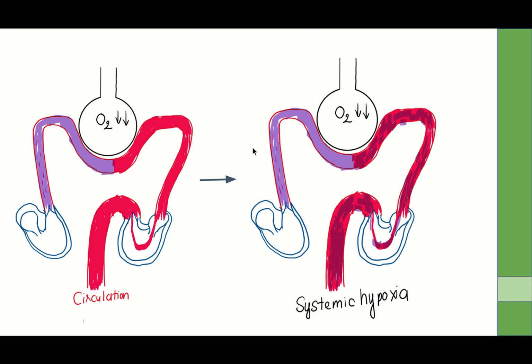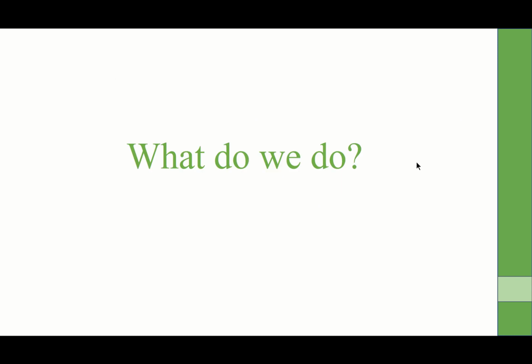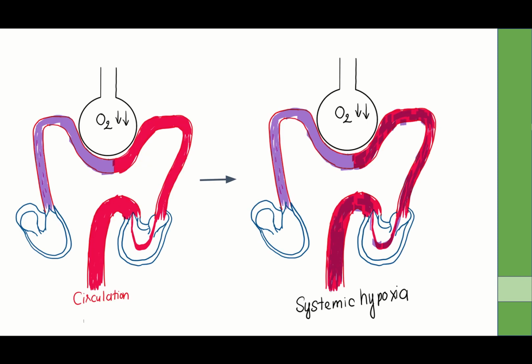So our body doesn't want this to happen, okay? So we need to have a mechanism to regulate this. So what do we do? It's very logical thinking. You can easily try to stop it from happening.